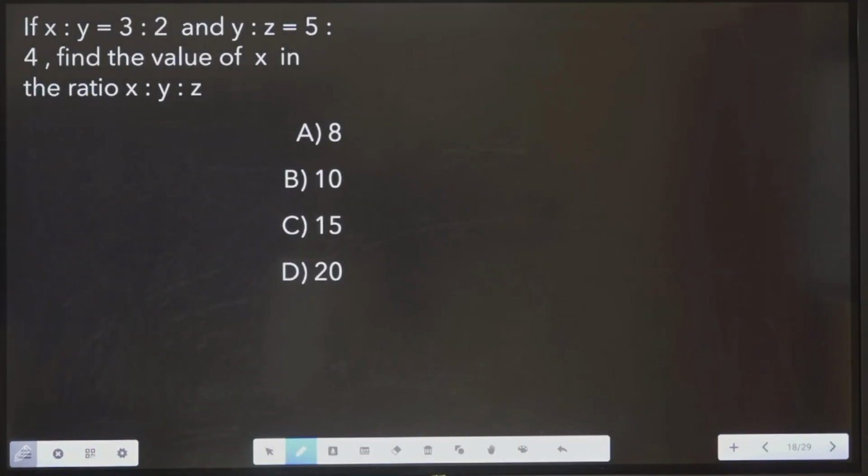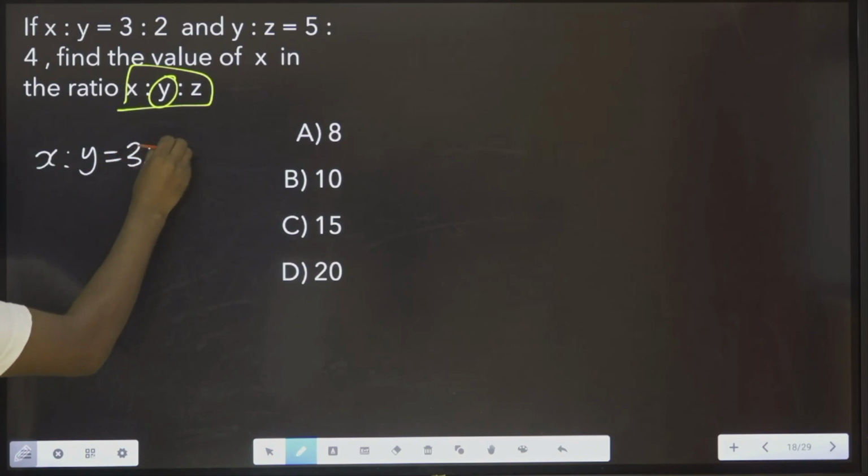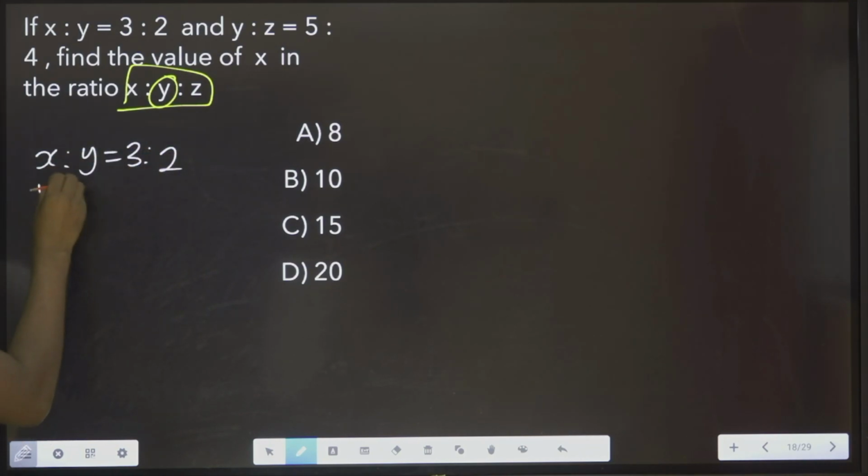Let's look at it. It says, if this ratio is equal to this ratio and this ratio is equal to this, we should find the value of x in this combination. What is common now is y. y is in between them. So all we need to do, we write this out first. Then we write this out.